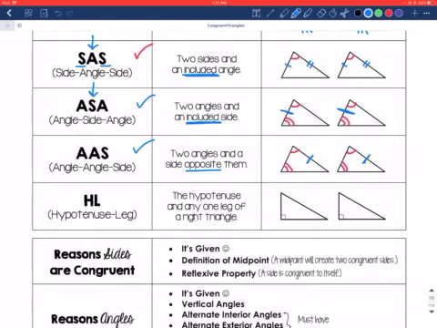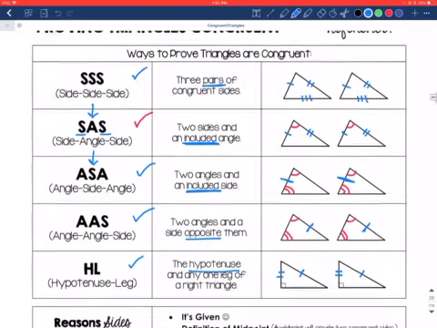And lastly, hypotenuse leg. So if we know that the hypotenuses are congruent, and we have any one leg of any right triangle, it could be this one, it could be the other one, but as long as they correspond, and we have those 2 pairs of sides in a right triangle, then we can also say that the triangles are congruent.